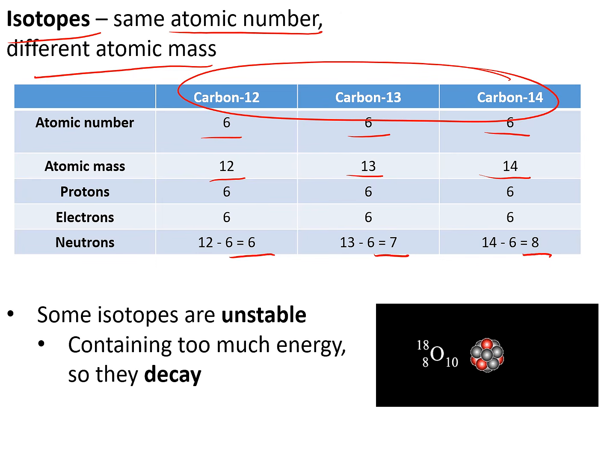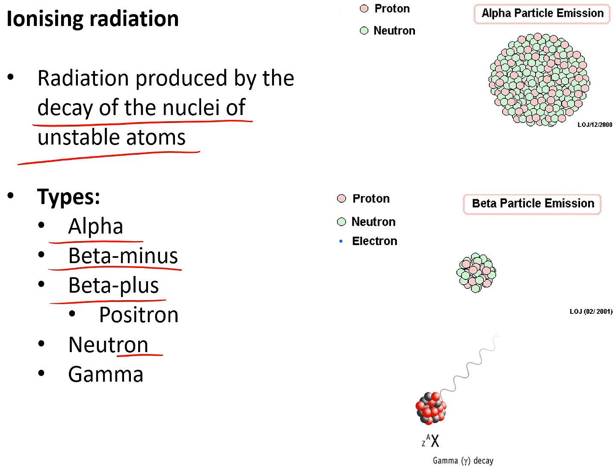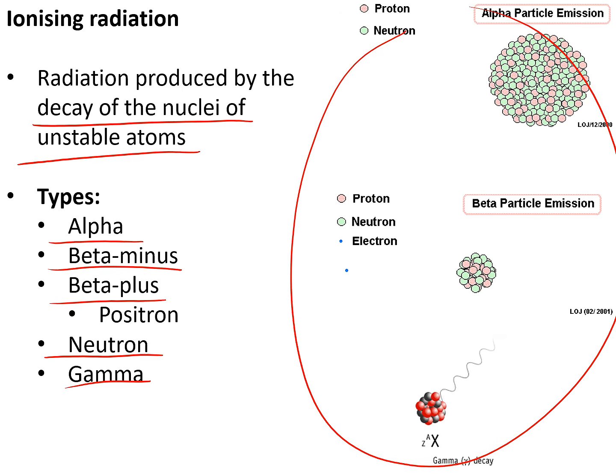Some isotopes of some elements are unstable, which means they contain too much energy and they will decay, giving off ionizing radiation as they do. Ionizing radiation is radiation produced by the decay of the nuclei of unstable atoms, and there are several types: alpha, beta minus, beta plus, neutron and gamma radiation. You can see some of that radiation happening here in this diagram, and what you'll see is the radiation is produced from the nucleus of an atom, not from the electron shells.